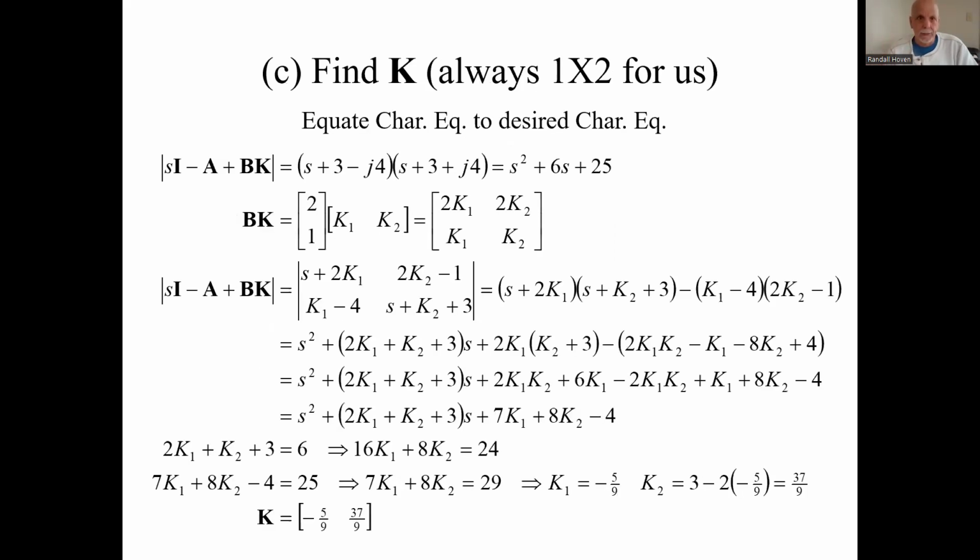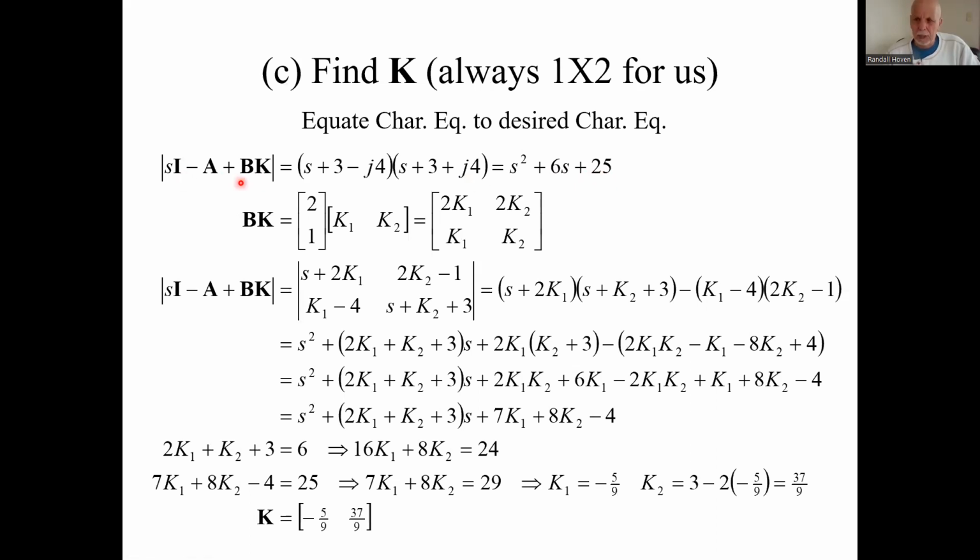How do we do that? Well, what we're going to do is equate characteristic equations. Here's the actual characteristic equation of the closed loop system with that feedback gain k in it. Here's what we want it to be. We put the poles at -3 plus or minus j4. That gives you this desired characteristic equation.